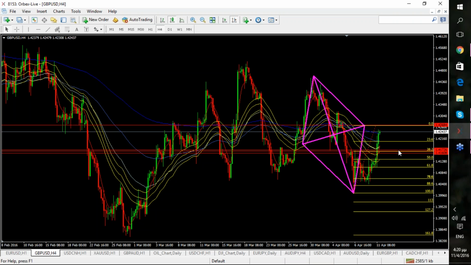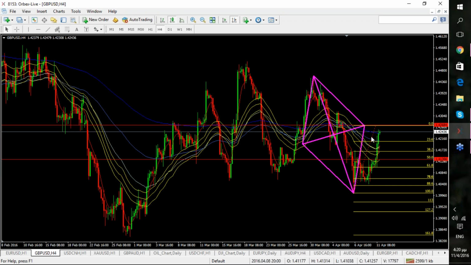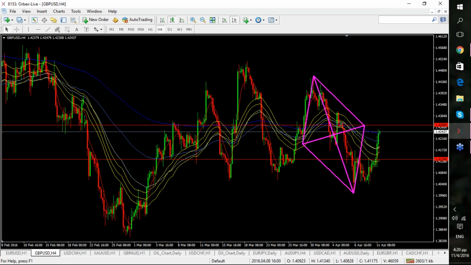So we could see it moving. Let me just remove all these horizontal lines first. Okay, so the target could potentially be at the 50% area, meaning the falling target would be at the 1.4136 area. If it appreciates even more, it might touch that line of 1.4268, but the shorting opportunity would look at aiming at this area here. Okay, so that is for your GBP USD.